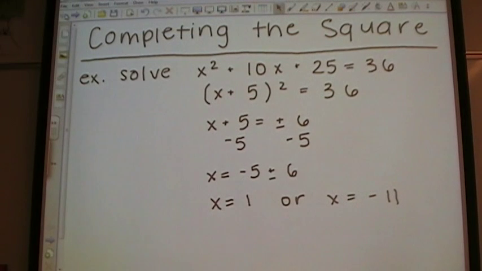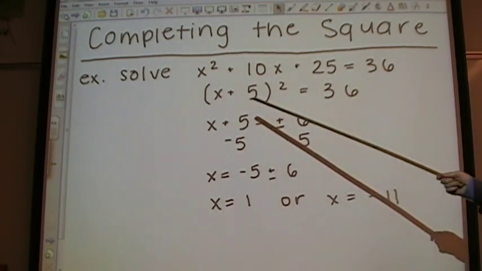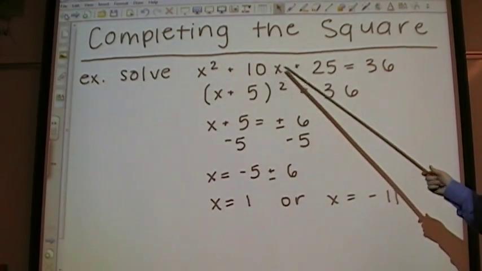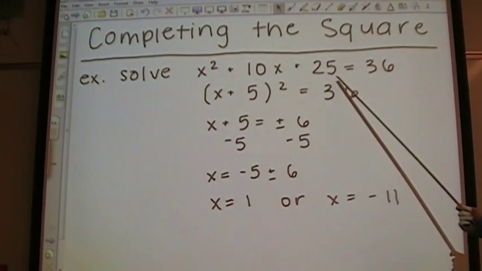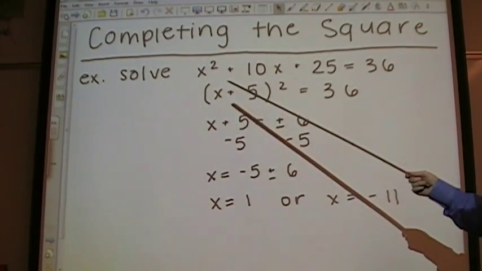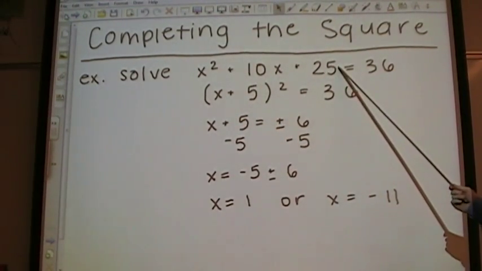Okay, does everybody have that one now? All right, before I show you the next example, it would give me something like x squared plus 10x plus blank. What does that blank have to be to make it a perfect square trinomial? You have to be able to tell me it's 25.